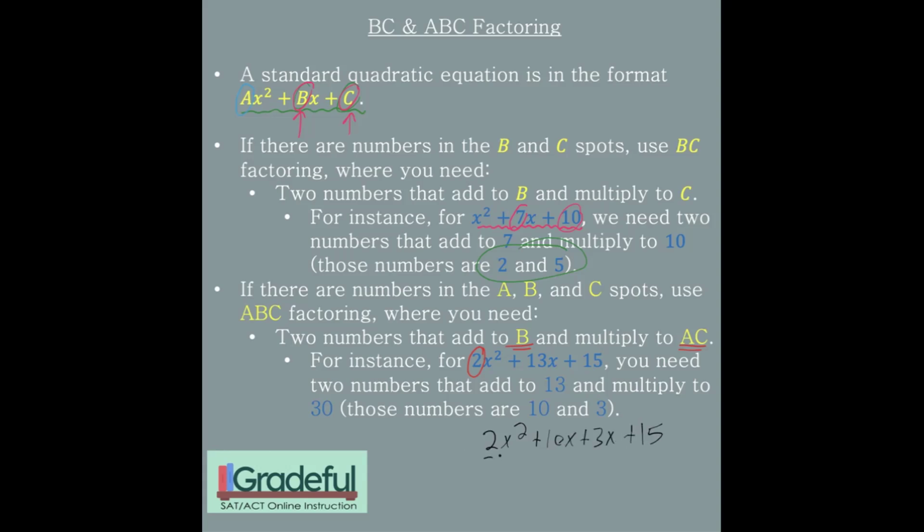Then you would do a GCF for the first two and a GCF for the second two. 2x, x plus 5 plus 3, x plus 5. And then you would factor out the GCF of these two terms, which is x plus 5, and it leaves you with 2x plus 3. So that's ABC factoring and BC factoring in a nutshell.